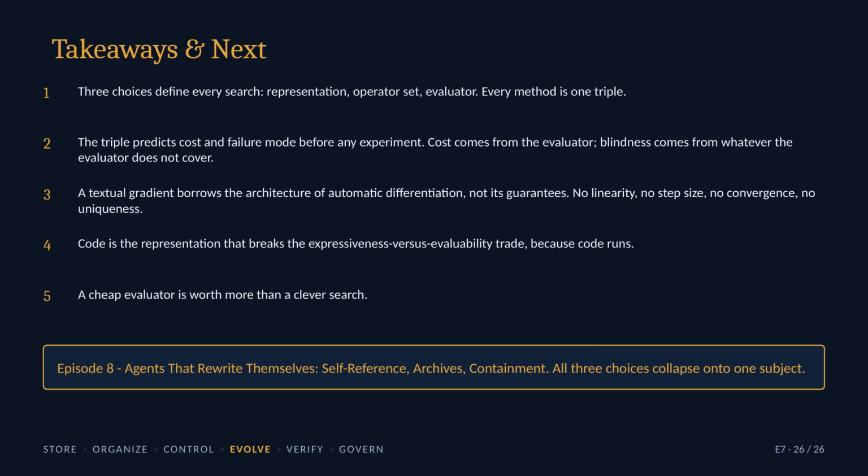A textual gradient borrows the architecture of automatic differentiation but not its guarantees: no linearity, no step size, no convergence, no uniqueness. Code is the representation that breaks the trade between expressiveness and evaluability, because code runs. And a cheap evaluator is worth more than a clever search. Next episode, all three choices collapse onto one subject. And that collapse is the whole subject of the next episode.